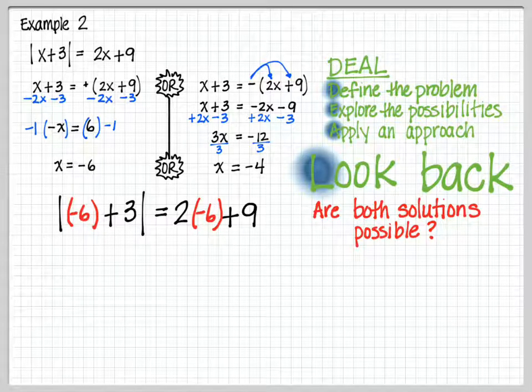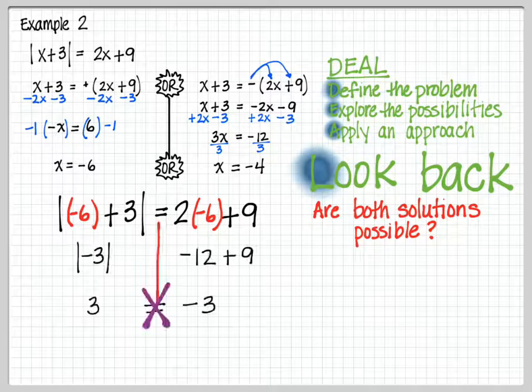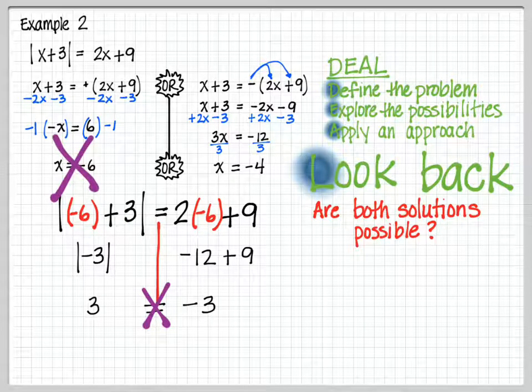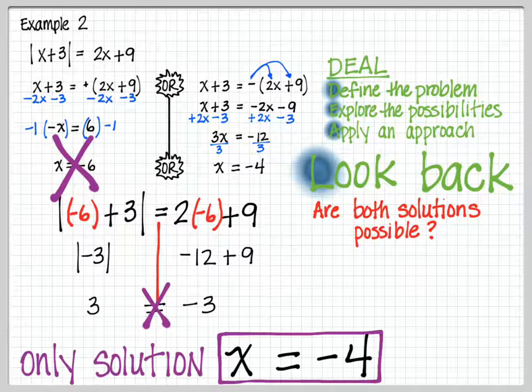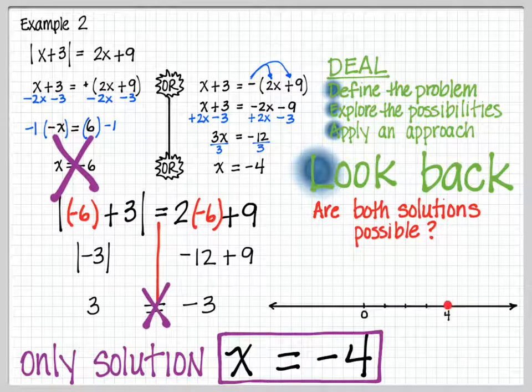Now we plug in the other value, x equals negative 6, and we find that we get a false statement. We get 3 equals negative 3. Since this is a false statement, we know that x equals negative 6 is not a solution. It does not make this equation true. So in fact, there's only one solution here. The other one is an extraneous solution, and we can graph the one solution on a number line.